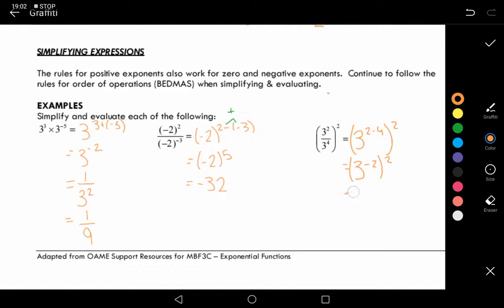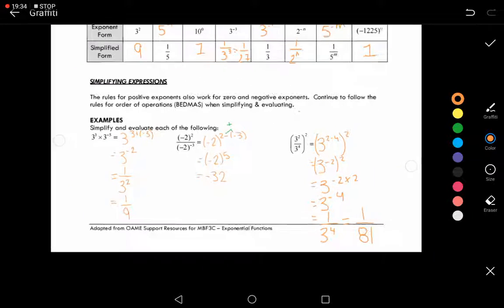Okay, so what I need to do now is I need to do -2 times 2, right? Because that's our power of our power. So when we have power of a power, we know we have to multiply. So I'll show you the step. So that will give us -4. But again, we don't want that negative exponent. We know that it's easy. All we have to do is flip our fraction over and our exponent will become positive. Just simply typing in 3 to the power of 4 in our calculator, you will get 1 over 81.